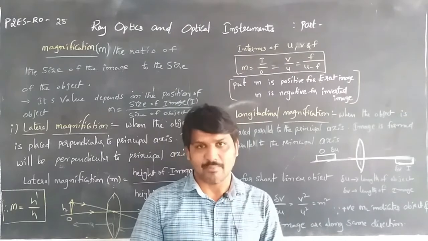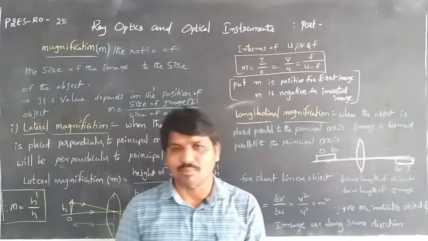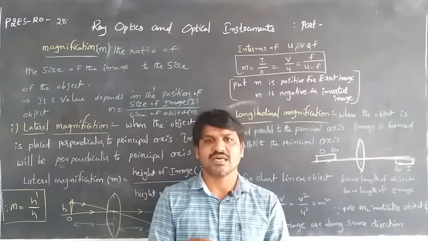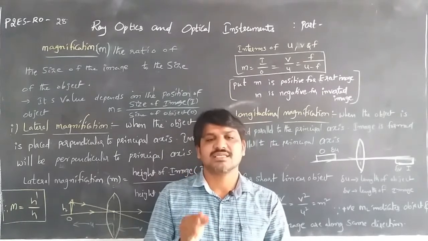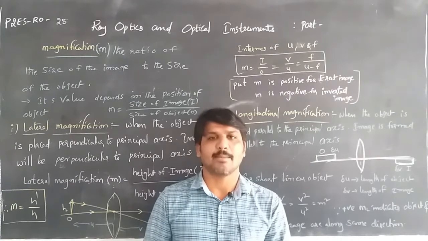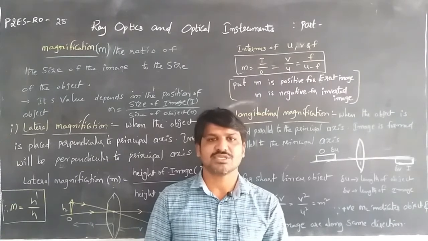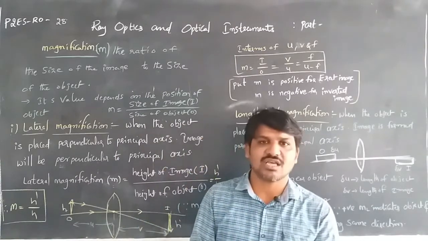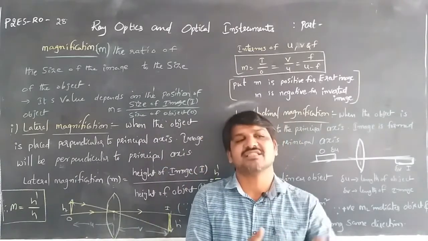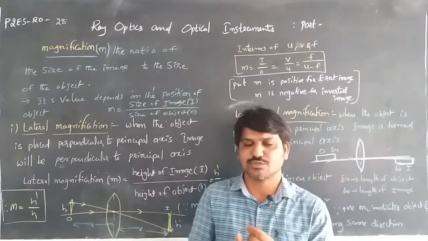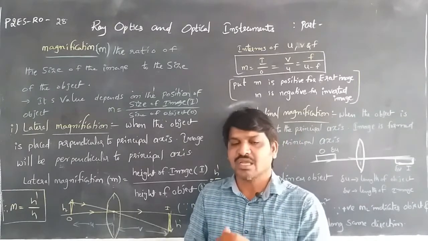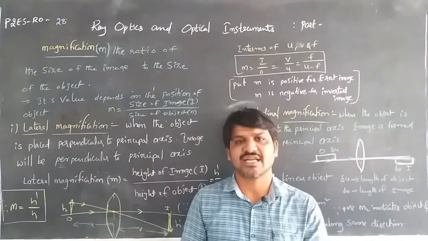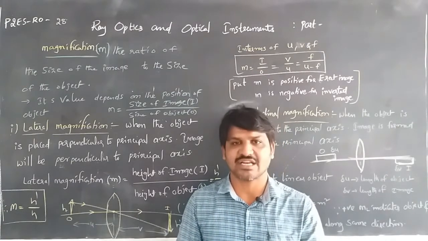Once again, magnification means the ratio of the size of the image to the size of the object, denoted by m. The m value depends on the position of the object placed on the principal axis. Magnification is of two types: lateral magnification and linear or longitudinal magnification.